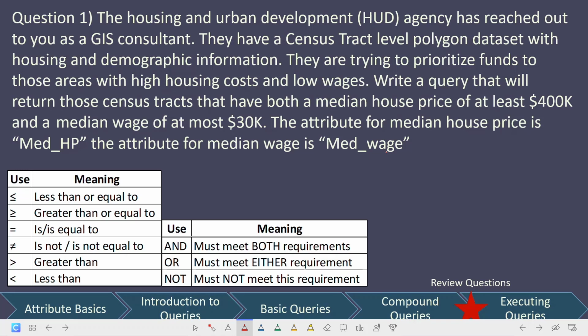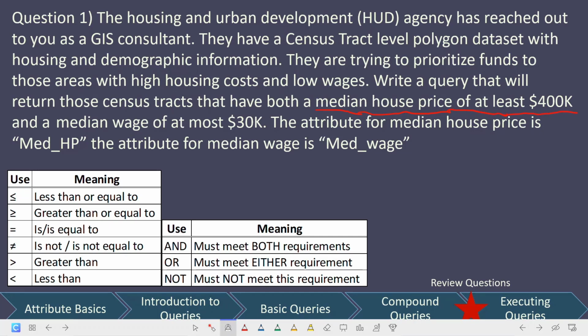Okay, let's go ahead and work through the problem together. So just like before, we're going to break this down into its different queries. The first query that we want to do is find the median house price of at least $40,000. This is the first kind of query that we have here.